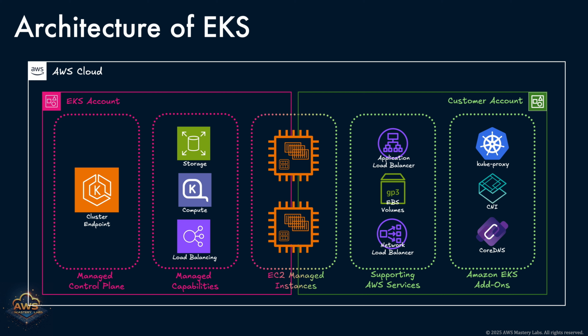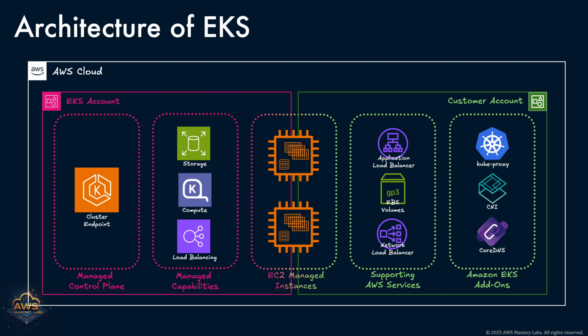The architecture is logically divided into two main sections: the EKS account, managed by AWS, and the customer account, which you fully control. In the EKS account, AWS operates the Kubernetes control plane, including components like the cluster endpoint. This endpoint is the primary interface through which kubectl and other Kubernetes tools interact with your cluster. AWS also manages the backend compute, networking, and storage infrastructure that powers the control plane, ensuring high availability, scalability, and automatic patching without any operational burden on you.